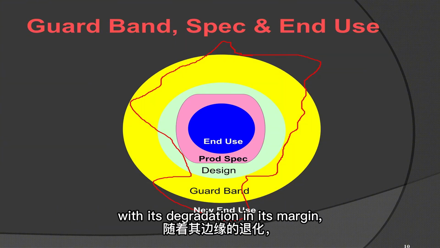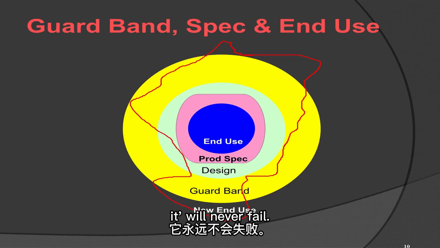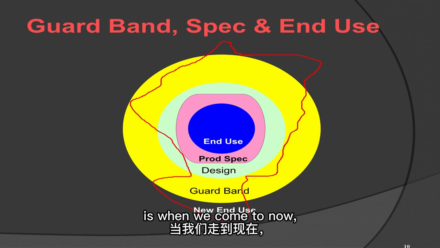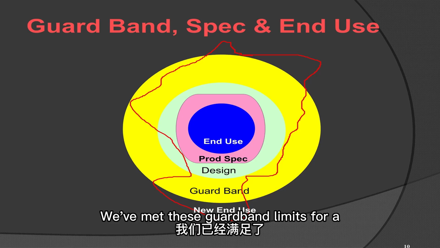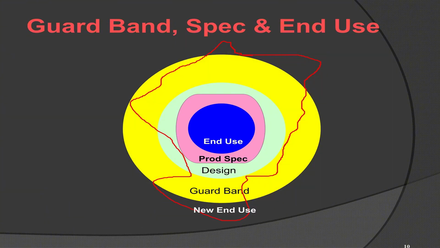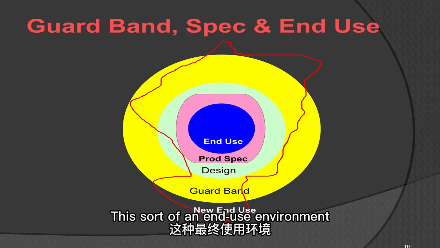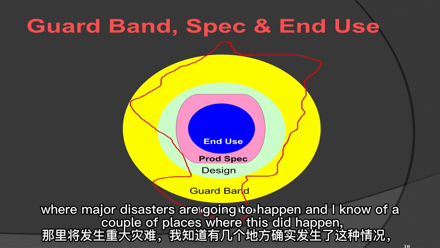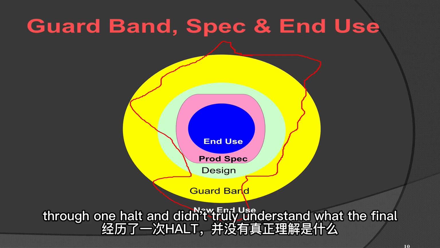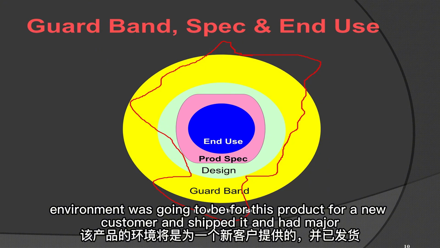And in addition to that, with its degradation in its margin, it'll never fail. The big problem, as I mentioned in the previous slide, is when we've done our HALT and met these guard band limits for a particular application. Go ahead and click on the next one, Mike. We have this sort of end-use environment where major disasters are going to happen, and I know of a couple of places where this did happen, where they qualified the product through one HALT and didn't truly understand what the final environment was going to be for this product for a new customer, and shipped it and had major disasters.